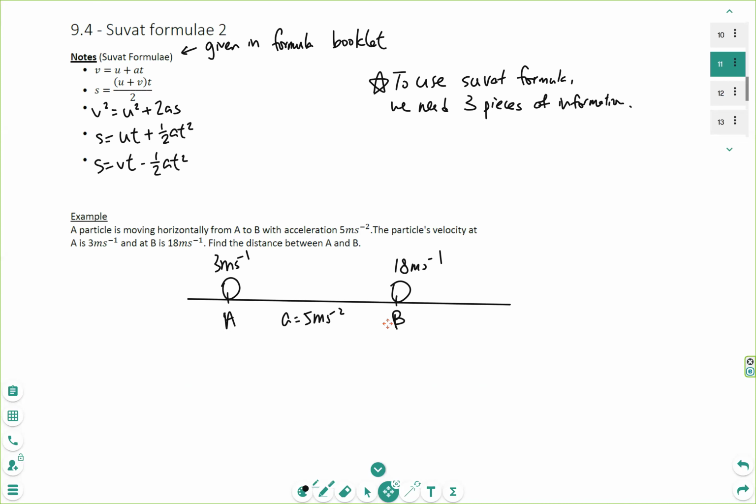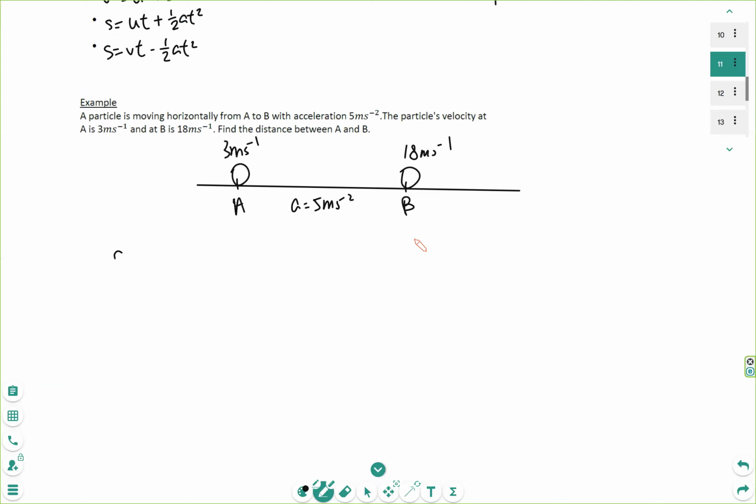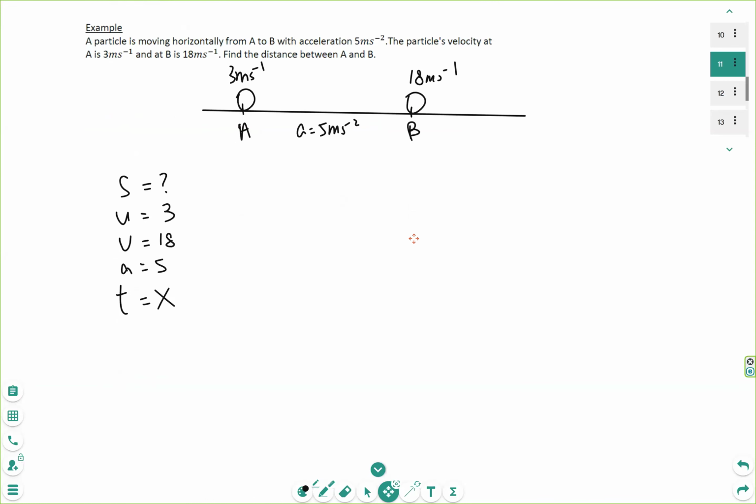So let's go back in here. Very straightforwardly, when you find distance, you can imagine it's displacement. s has to be found. u is 3, v is 18, a is 5. So t we don't need. Do you remember which formula we're using, the one without t? Yep: v² = u² + 2as. That's what you should be thinking in the exam. You should be able to recall quickly which formula to use.